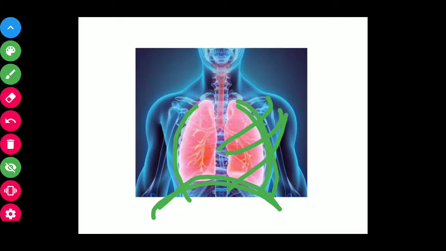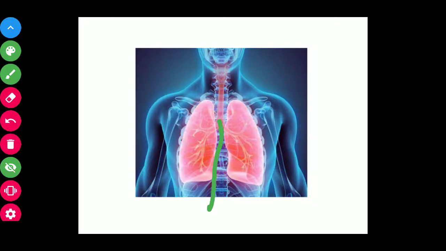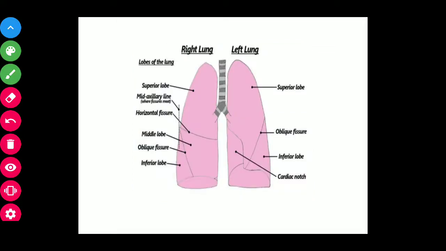Next, the medial surface. This surface is concave and has a roughly triangular shaped area called the hilum. The pulmonary artery supplies the lung, and 2 pulmonary veins drain from it. Here you can see a cardiac notch, where the heart fits into the cardiac notch.